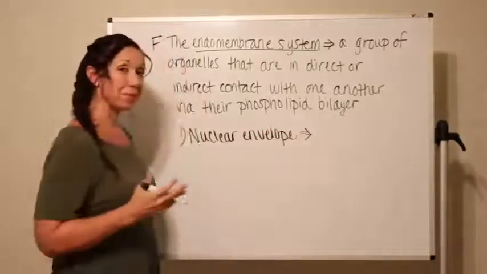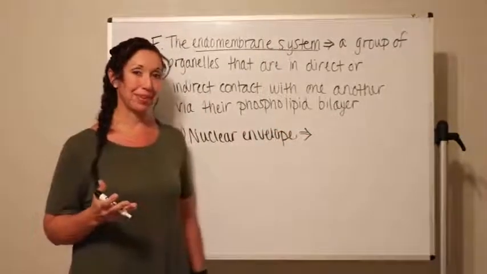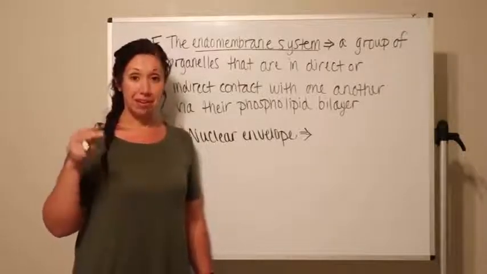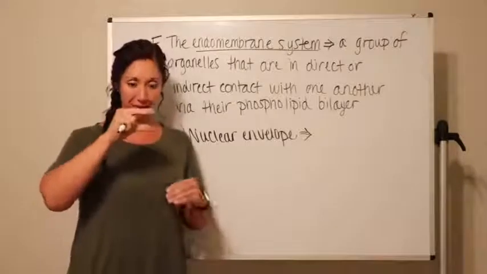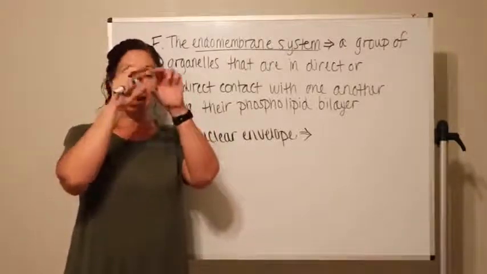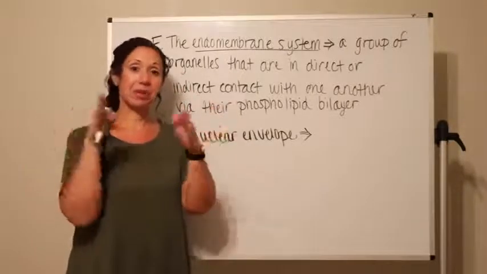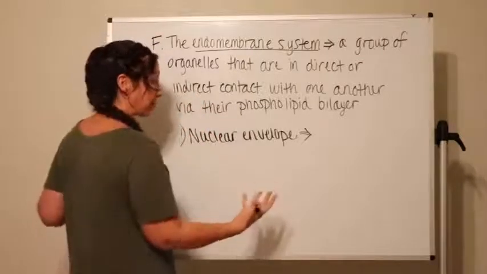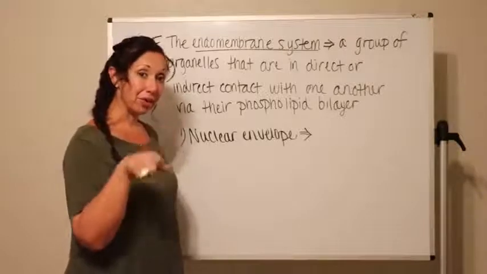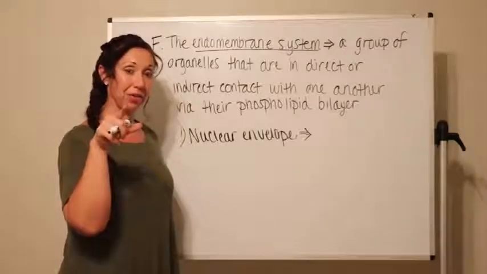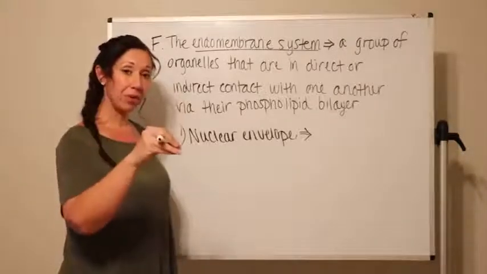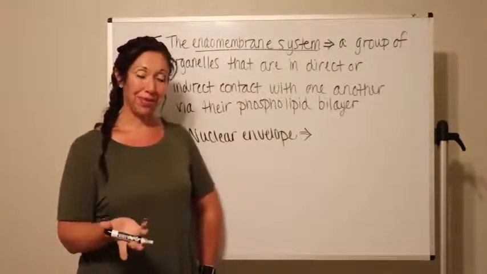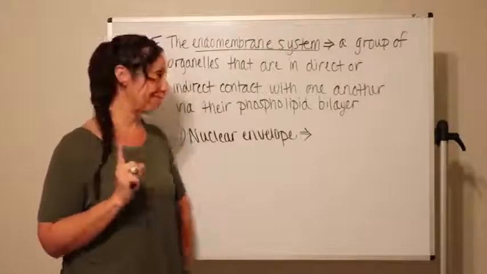Now, do you remember what was special about the nuclear envelope? It wasn't just a single phospholipid bilayer, but it was a double phospholipid bilayer. So it had a bilayer and another bilayer. That second bilayer is what's in communication with the next organelle. So what you need to know about the nuclear envelope is that the outer lipid bilayer of the nuclear envelope is in direct communication with an organelle called the endoplasmic reticulum. Now we're going to learn about that guy next, so hang on.